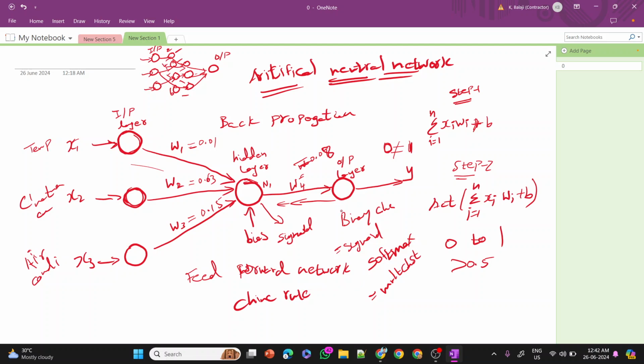Okay, this was the overall architecture of an artificial neural network. We can see more topics in upcoming classes.